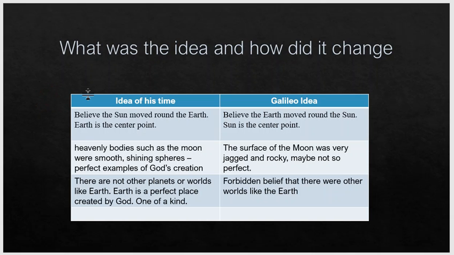So ideas of his time. This is during the times of Galileo. At the time, the held belief, which was promoted by the church, was that the sun moved around the earth.